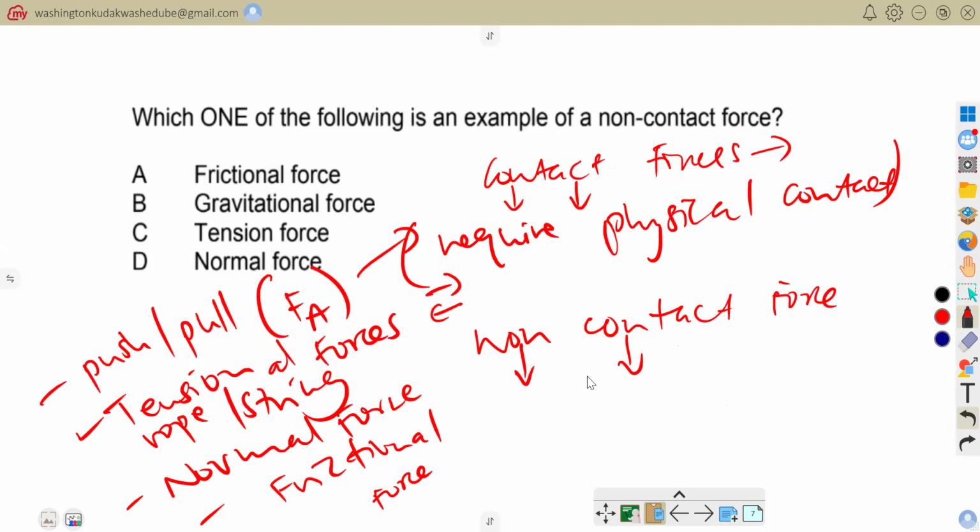What about non-contact force? These do not require any physical contact. They act through a distance. So they do not require physical contact.